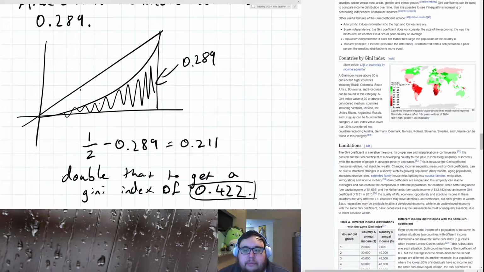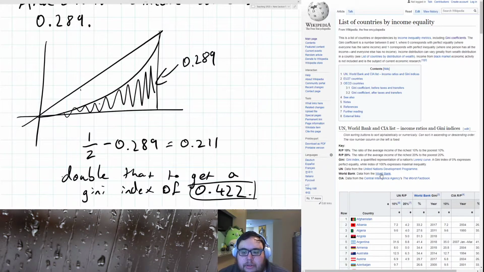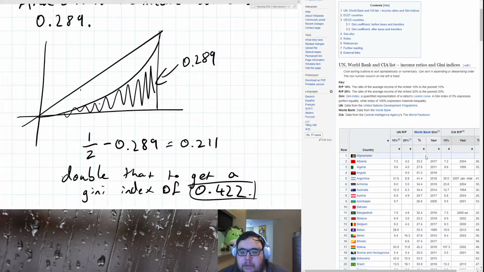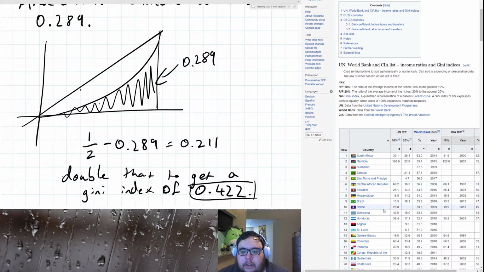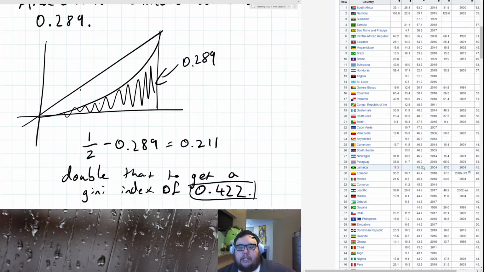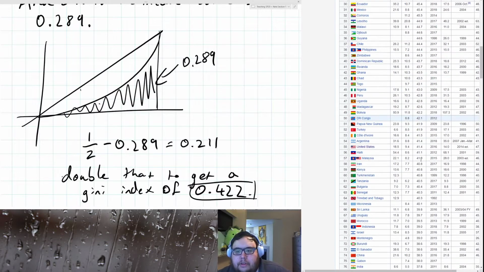Let's see here. And the Gini index of the United States is right around 0.414. So this island nation has income inequality roughly equivalent to the United States.